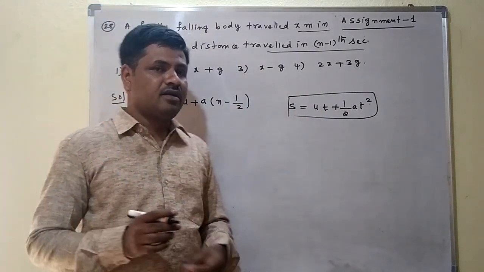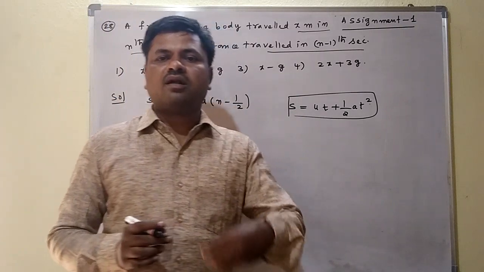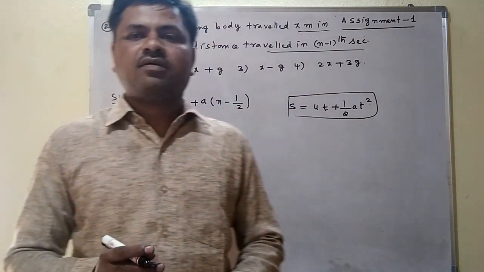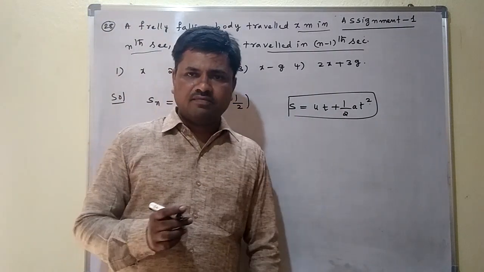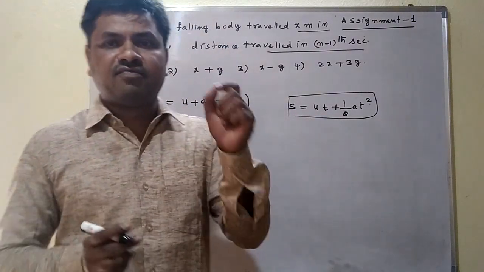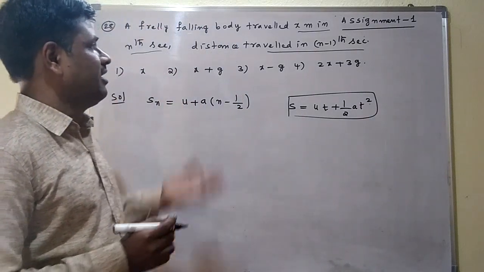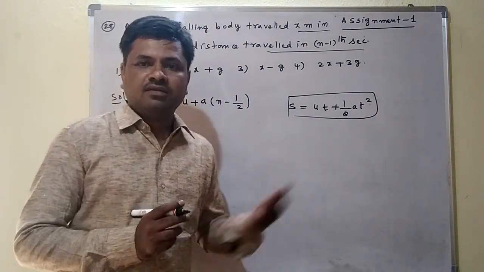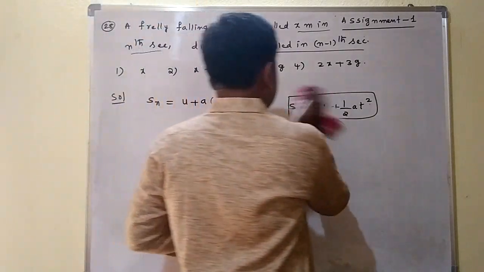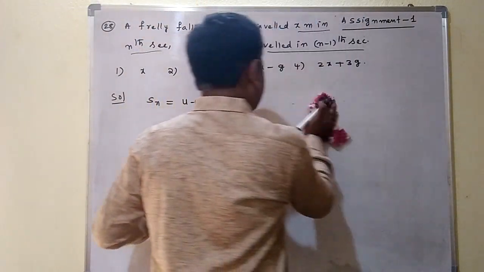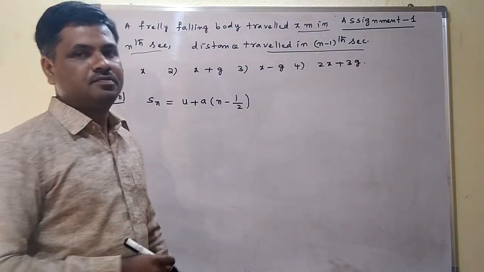Distance traveled in 2 seconds, or the total distance traveled in 5 seconds, means we use S is equal to ut plus half at square. But for distance traveled in the first second, second second, nth second, like that, we have to use this formula. That is the difference between these 2. We have to understand which formula to apply. That is very, very important.